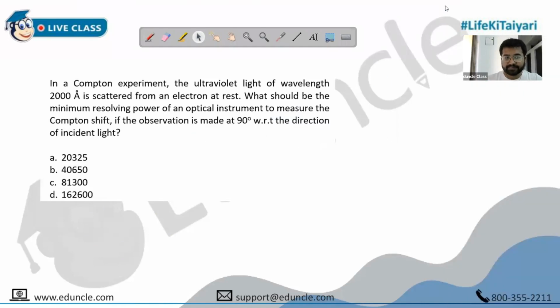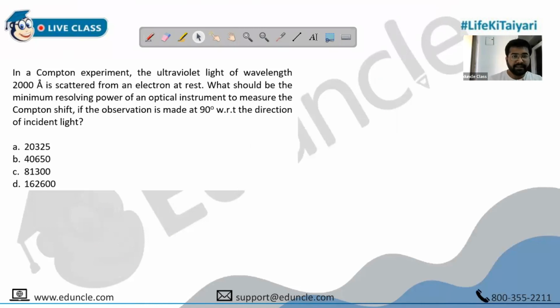So here's one question. In a Compton experiment, the ultraviolet light of wavelength 2000 angstrom is scattered from an electron at rest. What should be the minimum resolving power of an optical instrument to measure the Compton shift? So this is a combination of Compton effect along with your optics. In optics, you have learned resolving power. The major formula that you are going to use is the general formula of resolving power, but mostly you have used it for gratings. Can you just tell me how to approach this question?